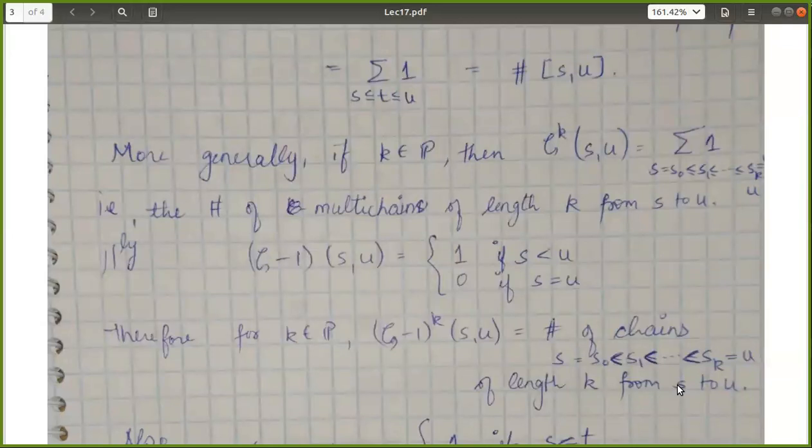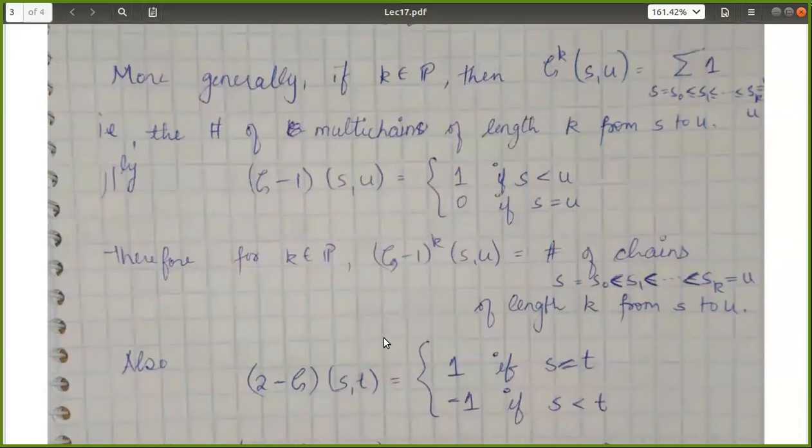Yes, ma'am. You just have to notice when it is giving you the value 1. Or if you want to see it more concretely, you should try to do at least zeta minus 1 whole squared applied to SU. Okay?